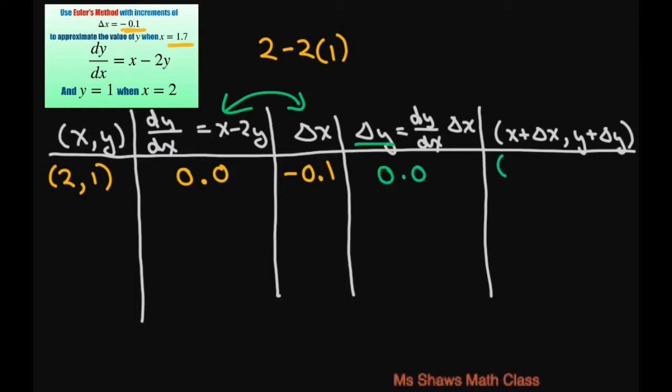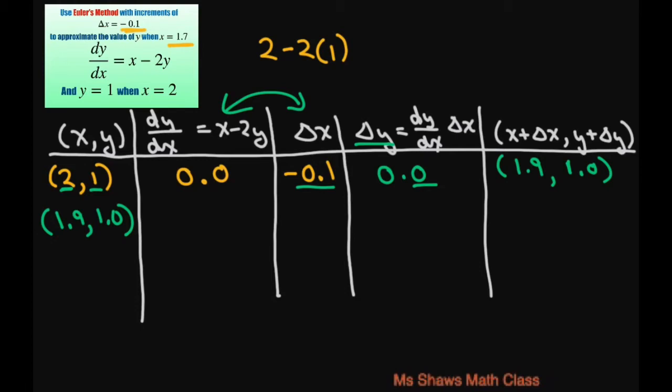And then we add it up. So you're adding 2 plus your change in x. That's going to give you 1.9. Your y plus your change in y, which still gives you 1. All right, let's do this as 1.0. All right. Now copy down your new values. At 1.9, we have 1.0.